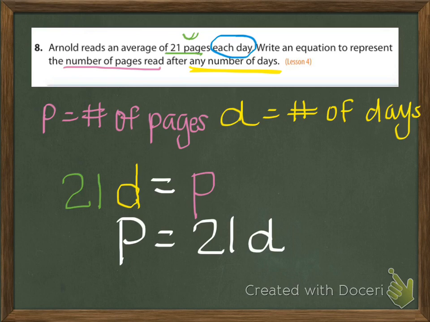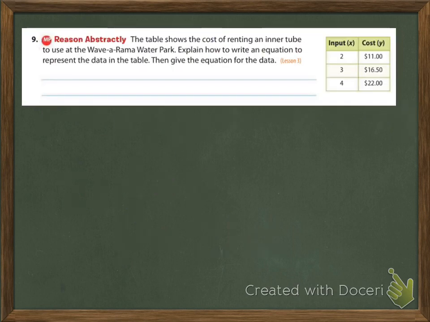Okay, number 9 says, the table shows the cost of renting an inner tube to use at the Wave-A-Rama water park. Explain how to write an equation to represent the data in the table. Then it says, give the equation for the data. So let's go ahead and look at our table. So just like we did before when we had the tables, we're going to go ahead and look at the relationships between 2 and 11. So to get from 2 to 11, I could possibly add 9. So 9 plus 2 would be 11.